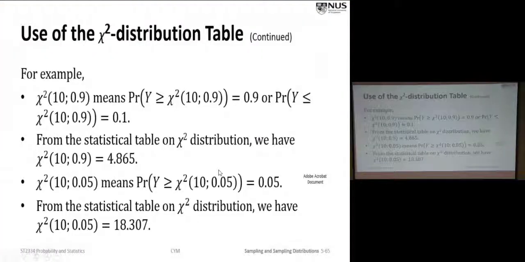Okay. So this is how we read. For example, I want chi-square 10 with 0.9, which simply means that I'm looking at a chi-square distribution with 10 degrees of freedom, so that the probability of being greater than this number is 90%. What is this number? This number is 4.865.